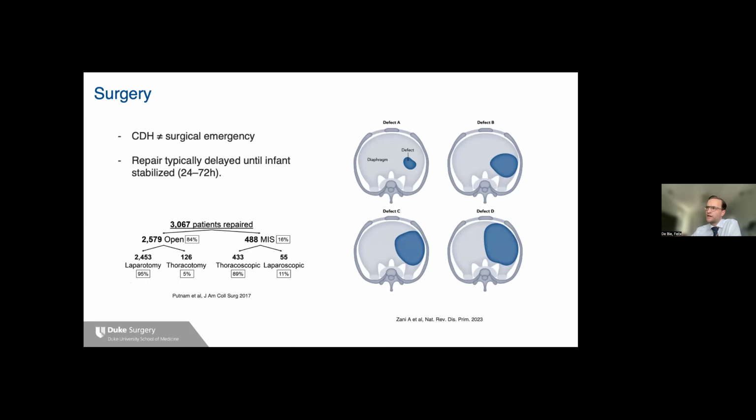The CDH study group shows their treatments, and that 85% of those kids are repaired through an open approach, whereas 15% are repaired through a minimally invasive approach. Most of the MIS approaches are thoracoscopic, whereas the open procedures are done through laparotomy. On the right, you can see an ABCD defect score. This is an intraoperative score that is routinely used by surgeons.